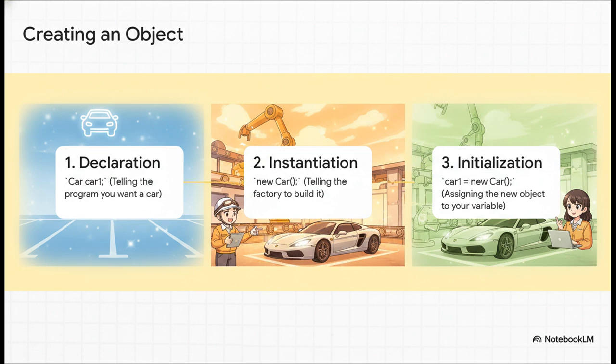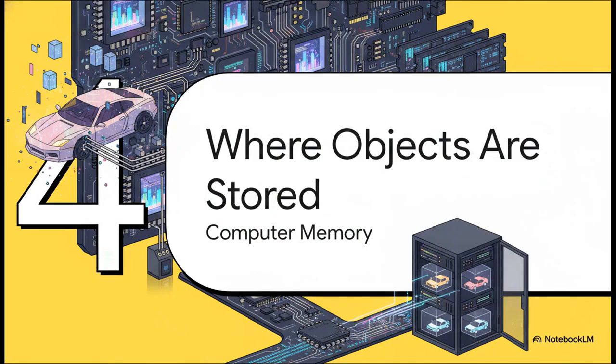Okay, build me a brand new car using the blueprint. And finally, initialization. We put it all together. Car1 equals new car. This is us grabbing the keys to that new car and parking it in the spot we reserved. And just like that, we have a real car object ready to drive. This brings up a pretty interesting question, though. Once we build our car object, where does it go?